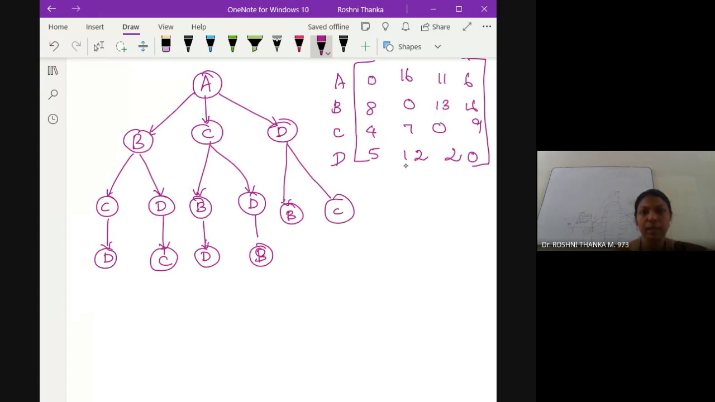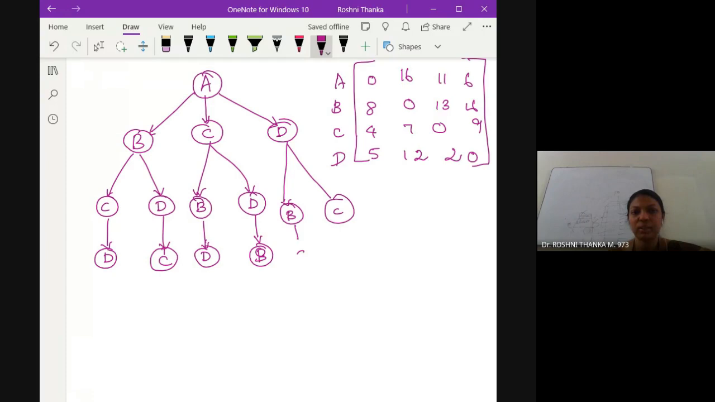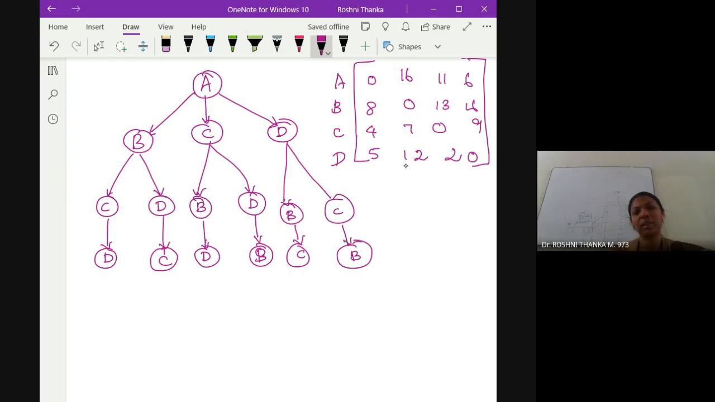From B, where is the other place I can go? Can someone tell me where the other place I can go in this case is? C. Good, Marcy. So from B, the only other option is C. And from D, I can go to someone else. B. Very good, Ma. So only once we have to visit the remaining cities.